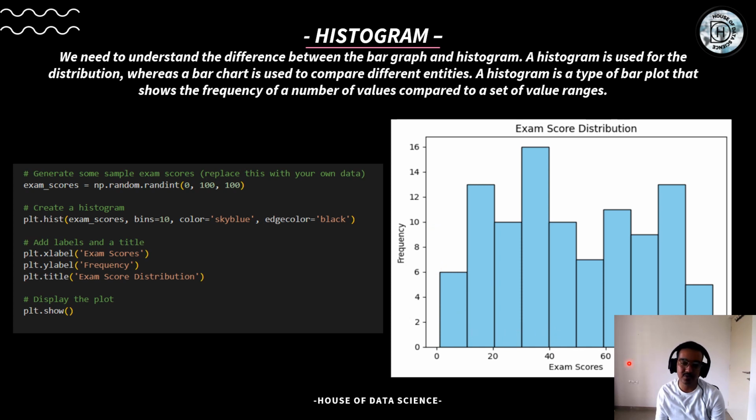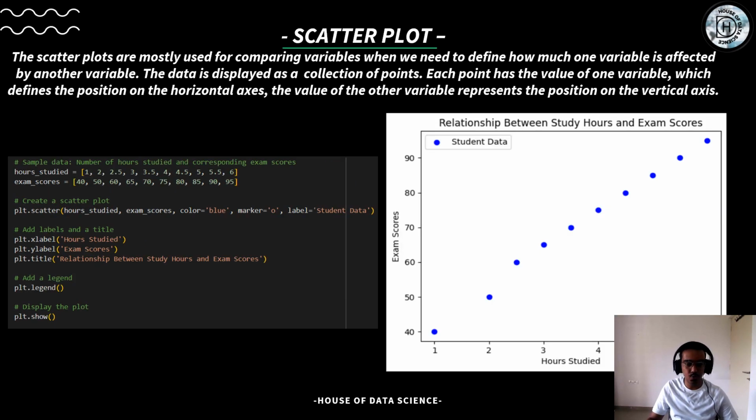But here if you have scores and frequency, or age and frequency, or any other thing which is continuous on the x-axis, and you want to plot another corresponding variable on the y-axis, you can use a histogram. So this becomes a very useful tool.